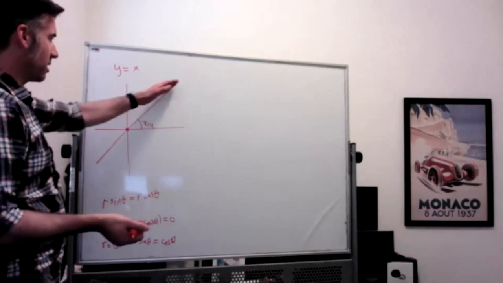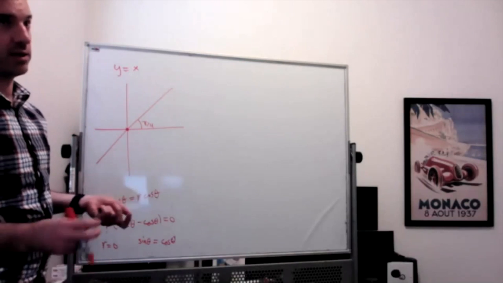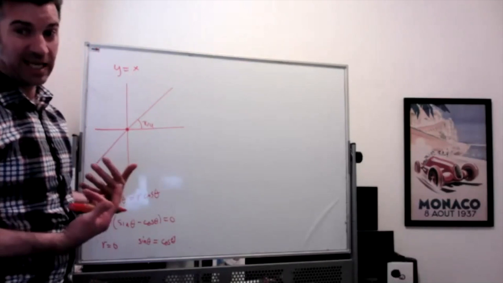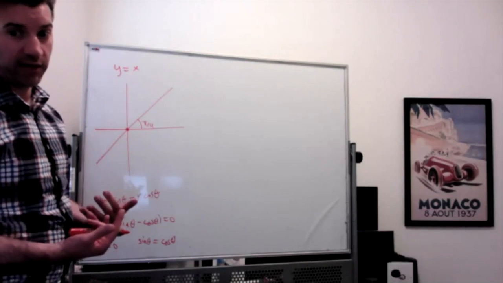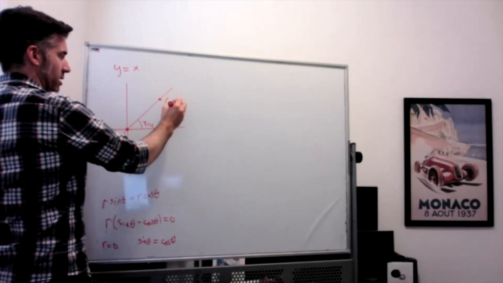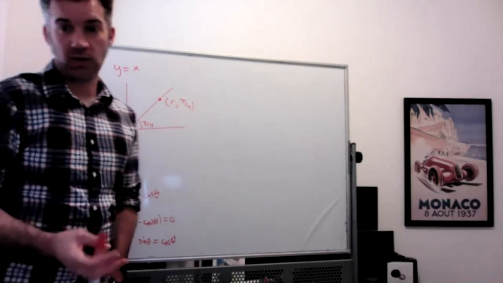So what this is saying is every point on this line has an angle of pi over 4 as a polar coordinate, with the radius being anything and the angle being pi over 4. So any point here is some radius comma pi over 4, where the radii take on all values.